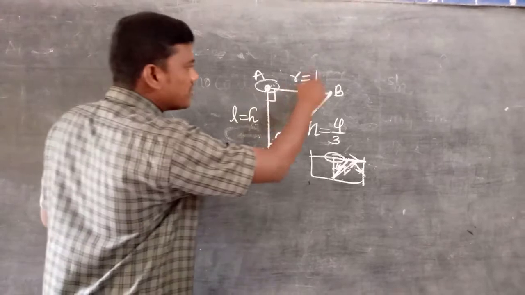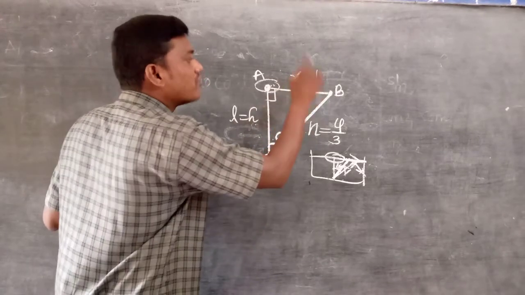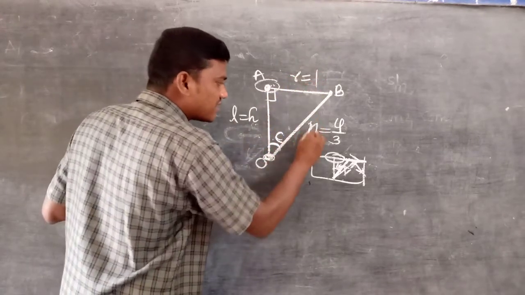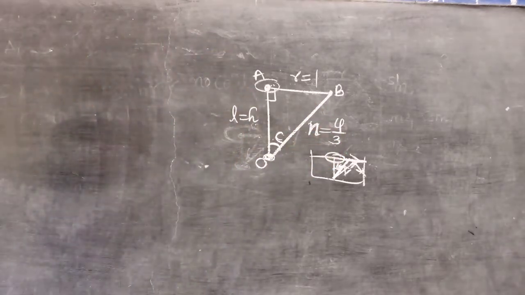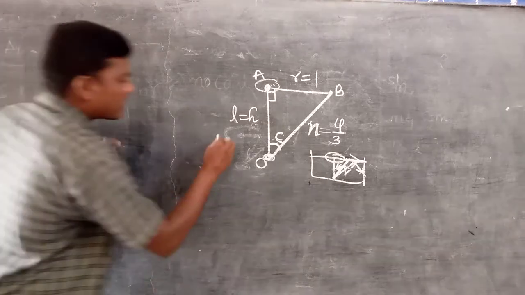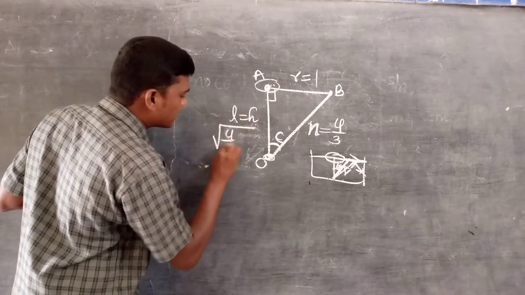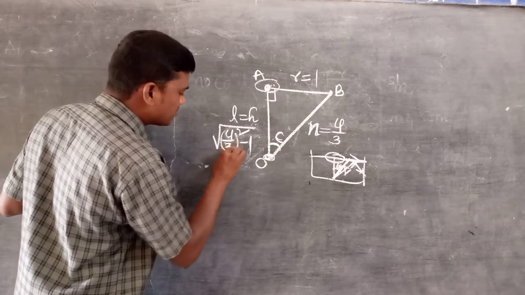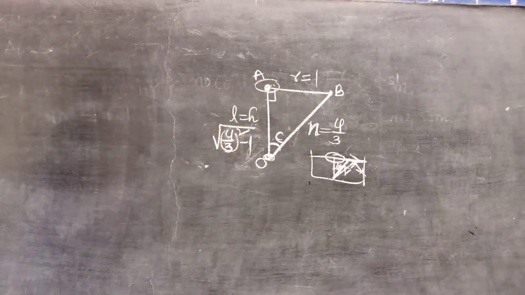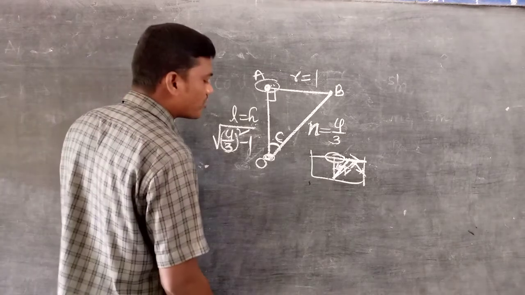Now the R value is 1, that is, the opposite side value is 1. And this hypotenuse value is 4 by 3. Then what about the H value? So the H value we can write simply as the square root of 4 upon 3 whole square minus 1, by using the Pythagoras theorem. By using the Pythagoras theorem, we know that.